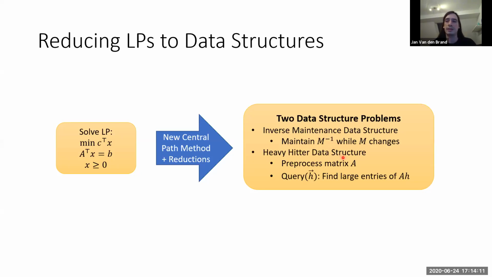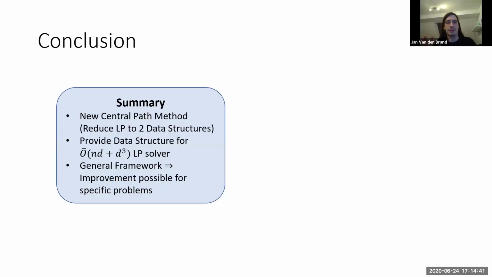You're given some matrix A, you're allowed to preprocess it, and then we want to very quickly answer queries where for any vector h that we are given, we want to find the large entries of A times h. We don't want the entire matrix vector product, just the large entries. If you have fast data structures for both of these problems, then our reductions and central path method show that you can get a fast solver for linear programs. So the summary here is we have this new central path method, which reduces solving linear programs to two data structures. We provide data structures that then give this nd plus d cubed time linear program solver.